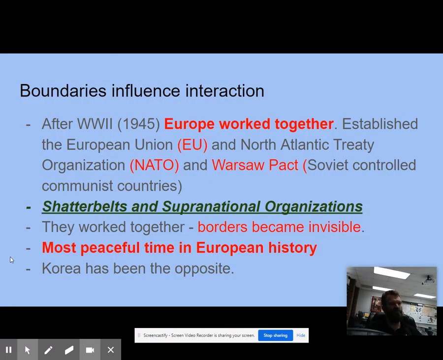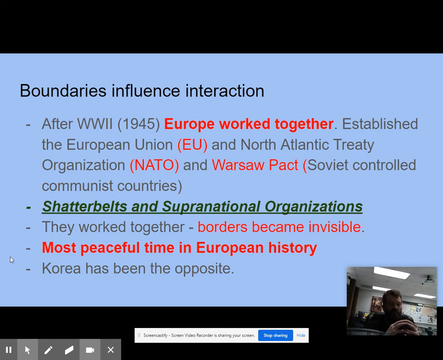So boundaries influenced interaction after World War II got over with. The Europeans did not want to fight anymore. They had been through World War I and World War II, and so they worked together. They established the European Union, which is a supranational organization, which we'll talk about later in the unit. And they also established the North Atlantic Treaty Organization and the Warsaw Pact. NATO was the democratic countries, and the Warsaw Pact was the communist countries.